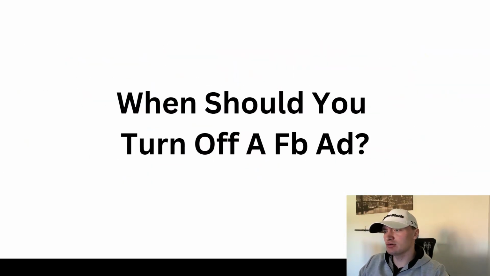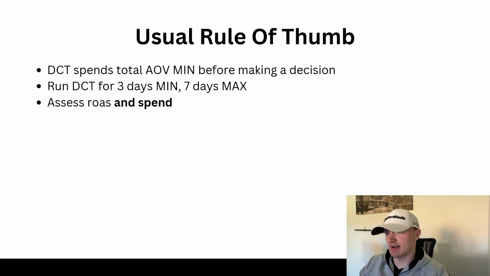So when should you actually turn off Facebook ads? Here's the usual rule of thumb that we do for every single ad account. The DCT will be uploaded on a Monday, for example. Now that needs to spend the total AOV by Wednesday before any decision is basically made. Depending on how much has been spent and what ROAS, that will then determine if we leave that on for an extra 2 days, so it goes on for 5 days total, or we leave it on for 7 days total.